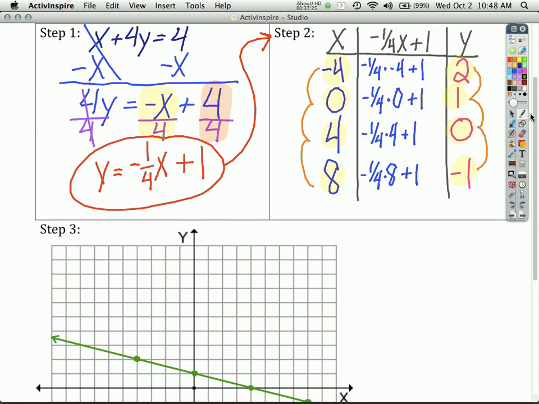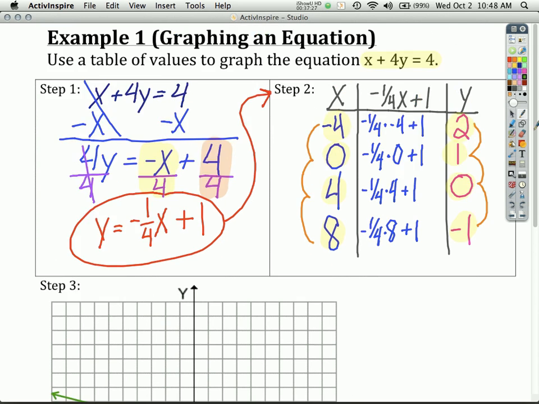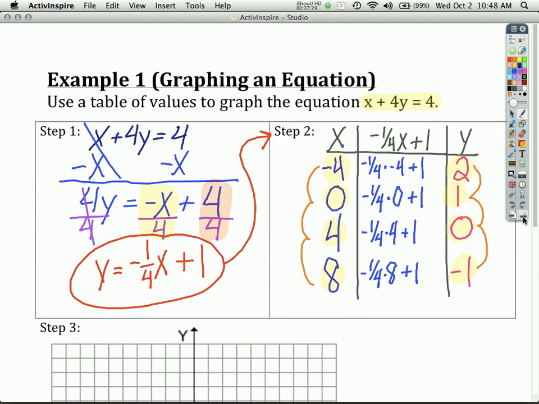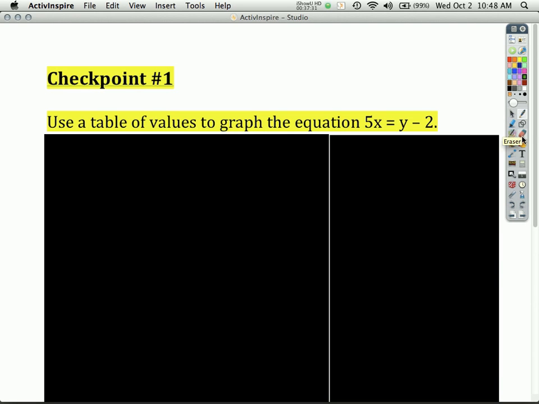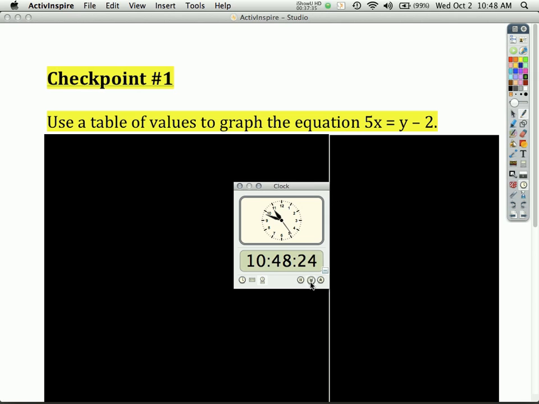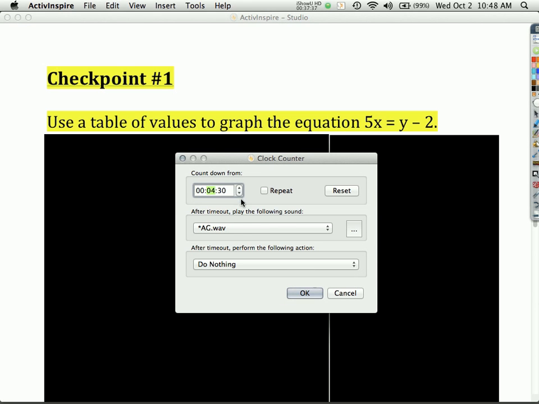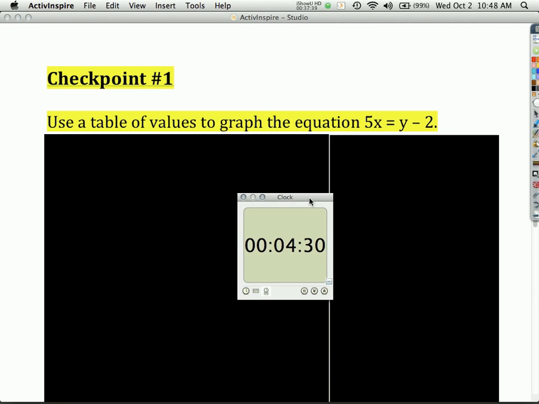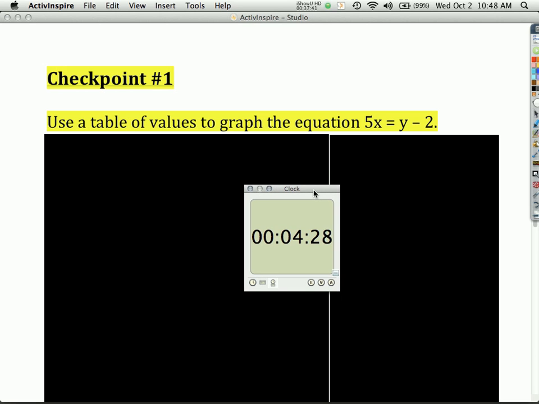No questions? Okay, let's see how you do on your own. Checkpoint number 1. A little bit of a longer process. So you've got 4.5 minutes to graph the equation. I gave you a little bit of a tricky one. Make sure you pay attention to details. If you get confused, raise your hand and I will help you.